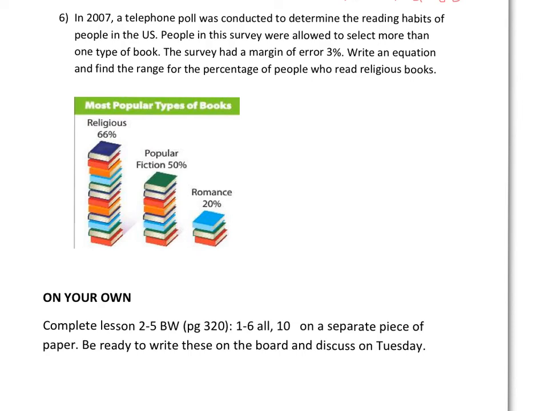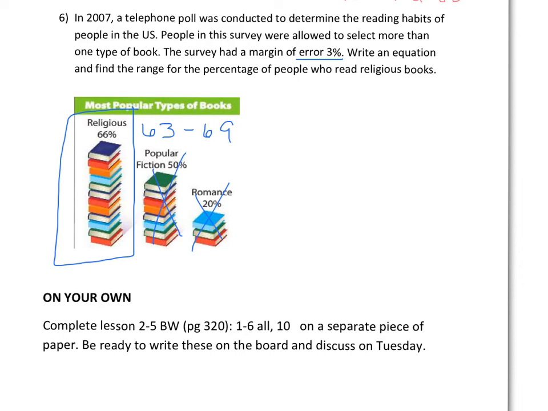All right, so the first thing I'm looking is I need my information out of here, religious books. I don't care about the other ones. That's not what it's asking for. Okay, now, like I said, we know that the error means it's within 3%. So we kind of know that our answer should be within 3. If I go down 3, it's 63. If I go up 3, I'm at 69. So we kind of already know the answer there. But it does say to write an equation.